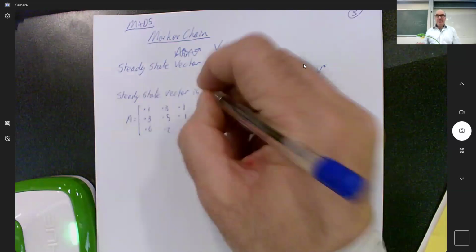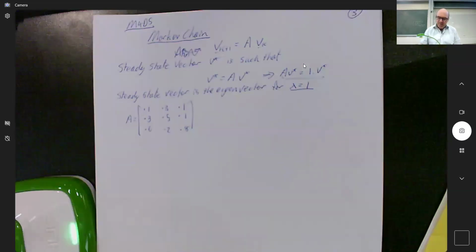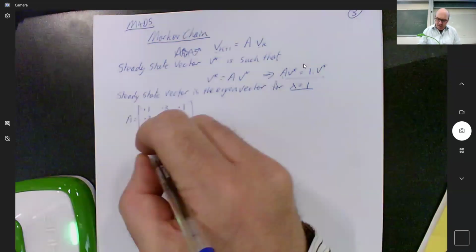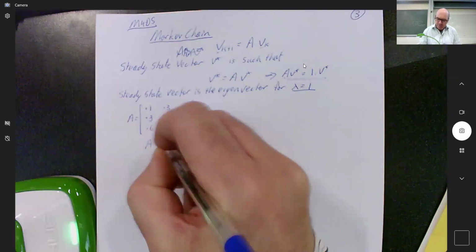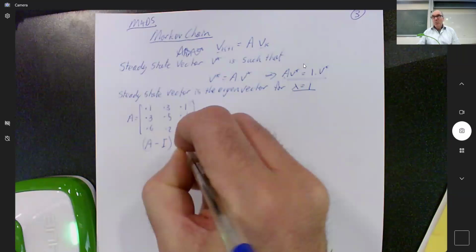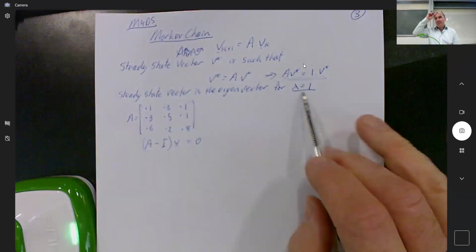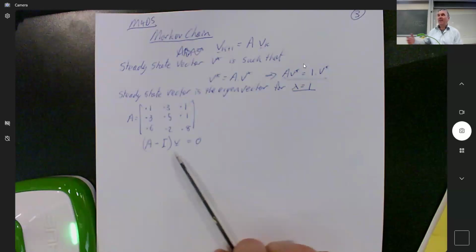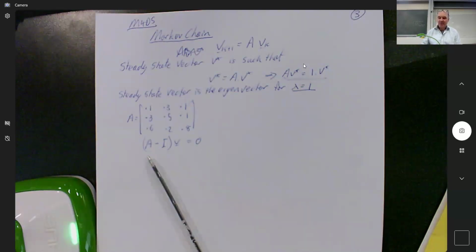So to find my system, what I should be looking at is A minus I times V is equal to 0. Because the way we set up the Markov chain transition matrix guarantees that lambda equal to 1 is an eigenvalue, sorry, and so there must be an eigenvector associated with it. I don't need to work out the eigenvalues first. I can just jump straight into this.